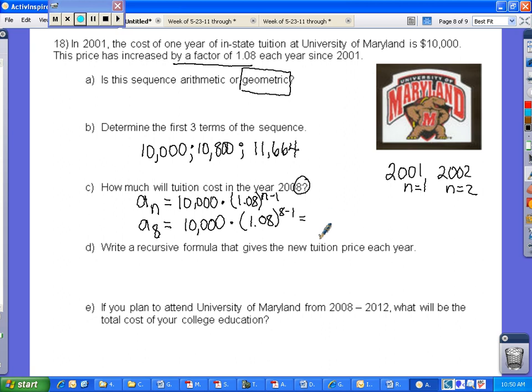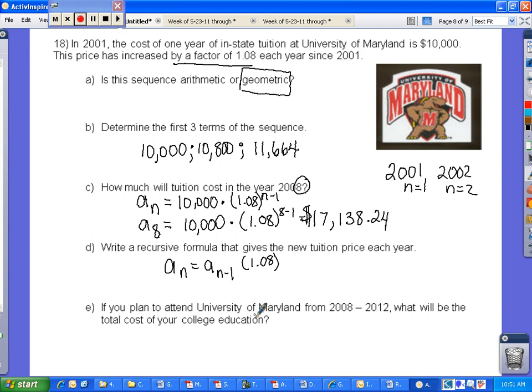And when you plug that in your calculator, you will get $17,138.24. Recursive formula is just taking the previous term, a sub n minus 1, and multiplying it by 1.08.